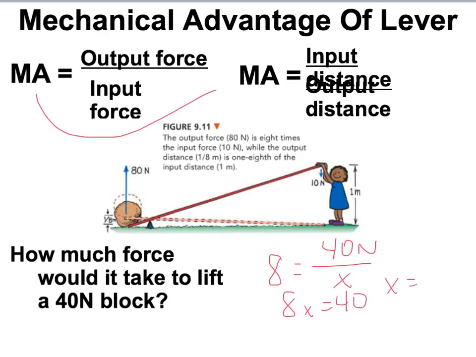Or x equals 5 newtons. So it would take an input force of only 5 newtons to move a 40 newton block with this lever.